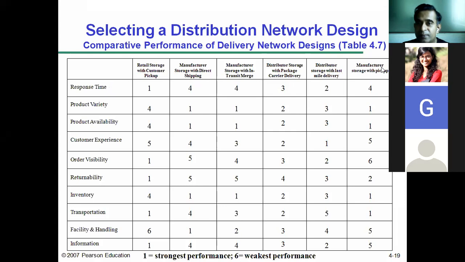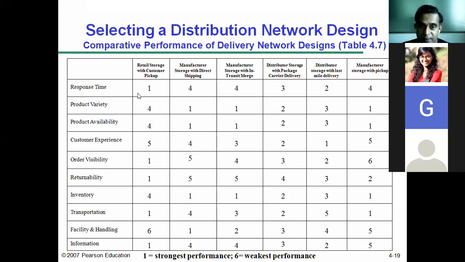Manufacturer storage with pickup also scores 4. So the delivery, or response time, will be slow. That means from the time of placing the order, the time by which the product reaches the customer is slow. We have learned how they function, and accordingly these rankings have been given.